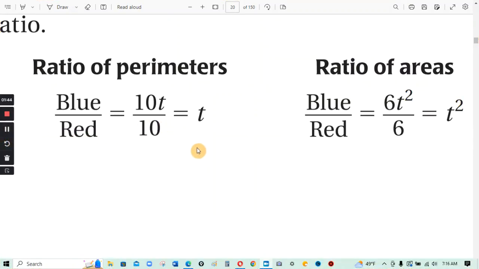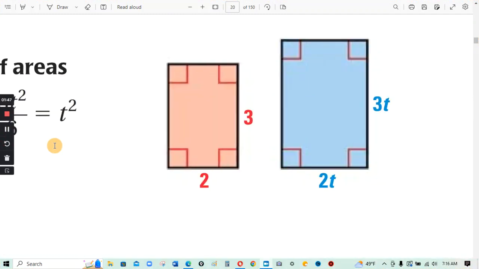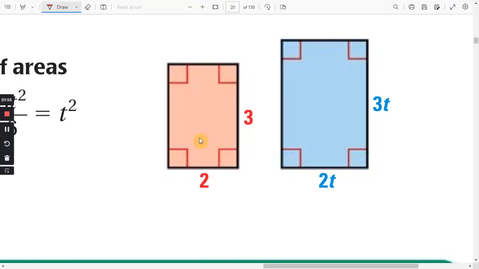Now in this section here, we have two similar figures, the red and the blue. Okay, these are both rectangles, so opposite sides are congruent. And if this side equals 2, then this side equals 2. If this is 3, then this is 3. If you add up the sides, you have 6 plus 4, that's 10. So the perimeter equals 10. And this is 3t, this is 3t. This is 2t, this is 2t. Opposite sides congruent. If you add up the sides, 3 plus 3 is 6, 2 plus 2 is 4, and that makes 10t.